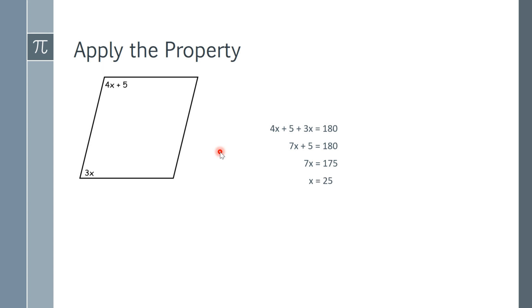Now from here, you could also be asked, what is the measure of each angle? If that is what you're asked, then you would just simply replace x with 25. So 3 times 25 here would be 75.